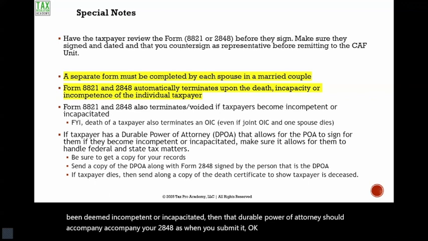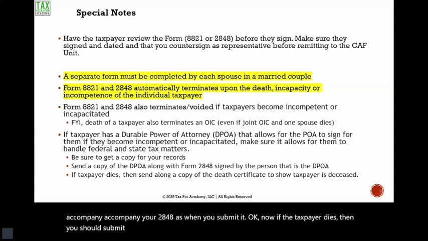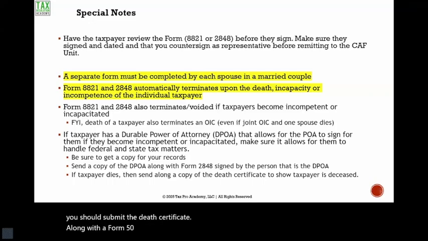Now, if the taxpayer dies, then you should submit the death certificate along with a Form 56 for whoever's handling the estate or the deceased person's affairs subsequent to that.